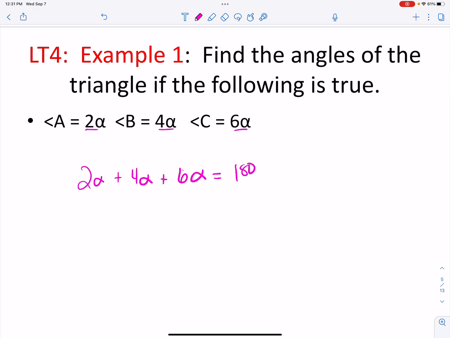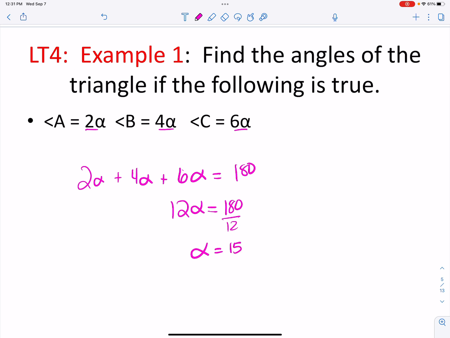Right? So if I add that up, 6 plus 6 would be 12 alpha, which adds up to 180. So I'm going to divide by 12. Is that 9? No, gosh, no. Is it 16? I'm getting my calculator out. 15. Okay, so that's 15.